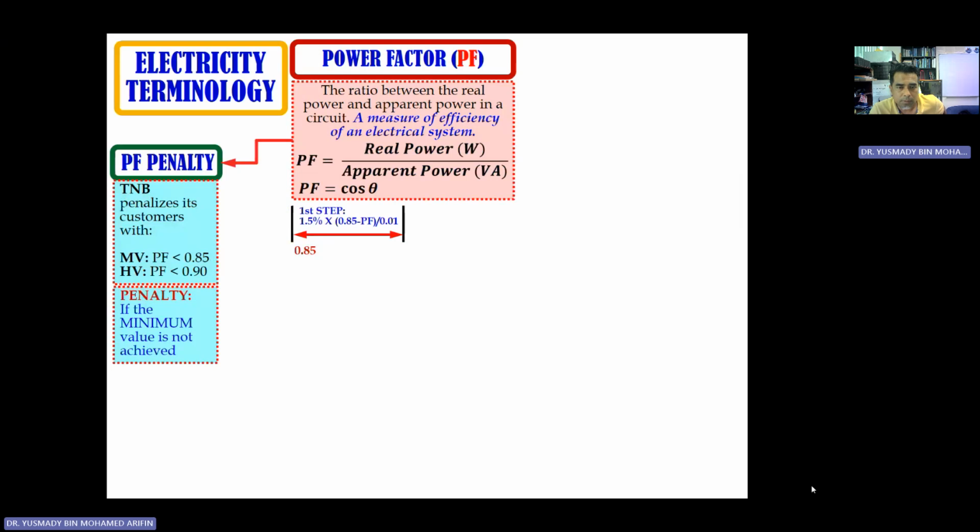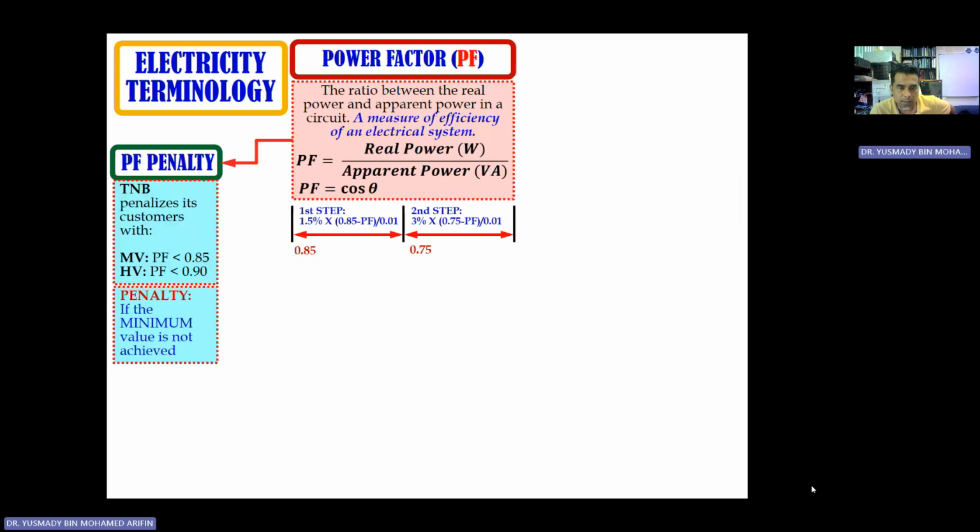And in terms of calculation, we have two steps. Step number one: 1.5% multiplied by 0.85, which is the limit set by TNB, minus PF, divided by 0.01. And we have the second step. If the current PF is less than 0.75, we need to add for the second step 3% multiplied by 0.75 minus the current PF, divided by 0.01.